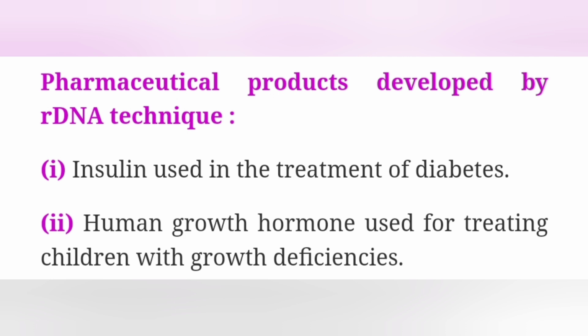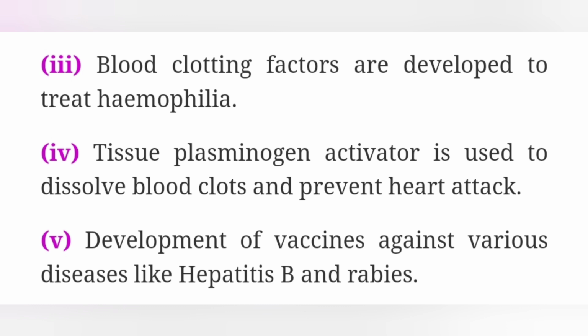First point, insulin used in the treatment of diabetes. Second point, human growth hormone used for treating children with growth deficiencies. Third point, blood clotting factor are developed to treat hemophilia. Fourth point, tissue plasminogen activator is used to dissolve blood clots and prevent heart attack. Fifth point, development of vaccines against various diseases like hepatitis B and rabies.